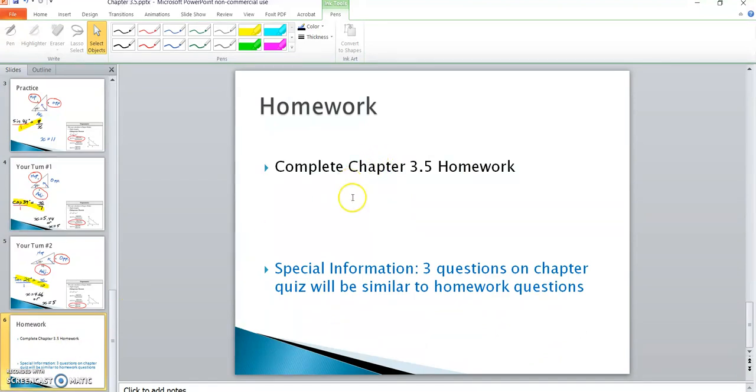Okay, so I would like you to complete chapter 3.5 homework, and a piece of special information: 3 questions on the chapter quiz will be similar to the homework questions.